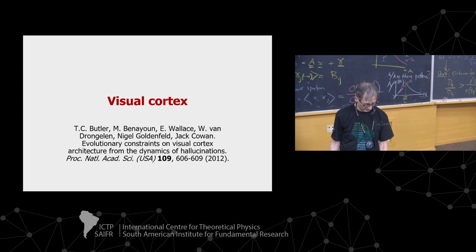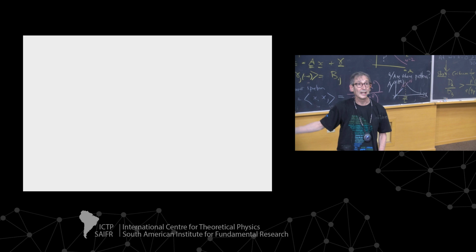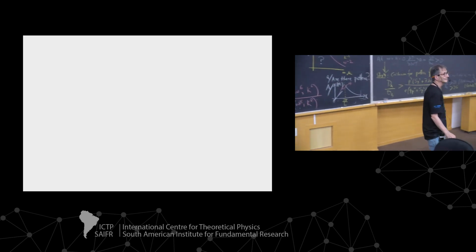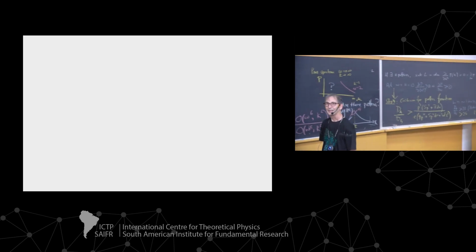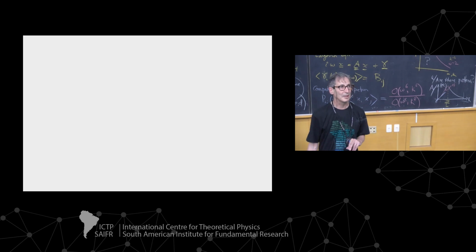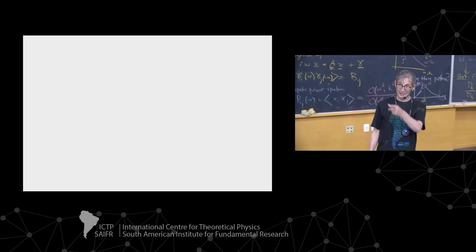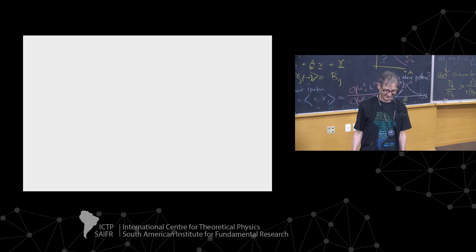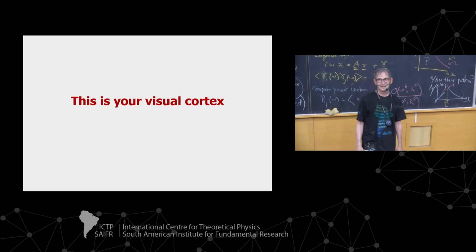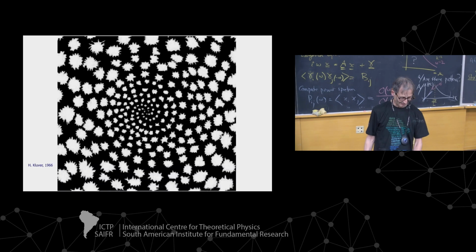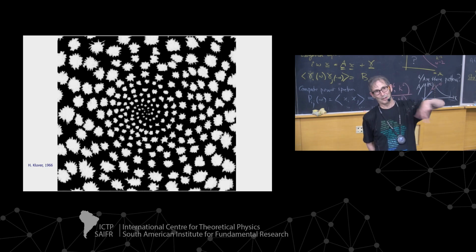Okay, so here's the reference, and here's the question. What do you see? Anybody see anything? You see white? Anybody see anything else? Like green and pink, maybe? Green and pink, okay, that's good. So what you should be looking at is your visual cortex. Okay, what do you see here? Yep, a whirly swirly thing, right?